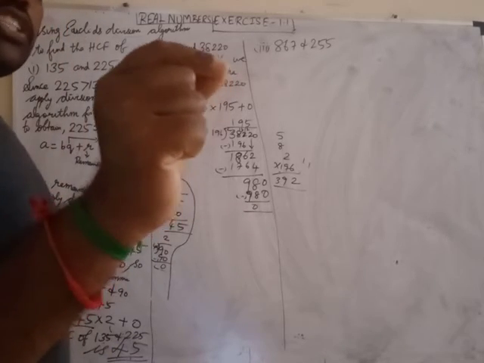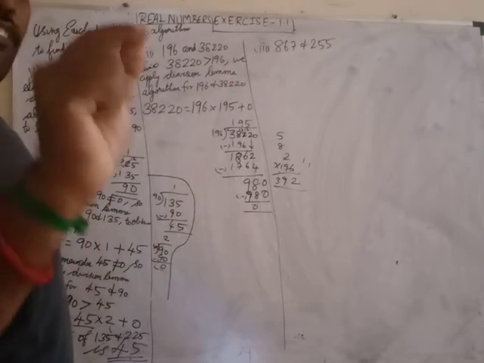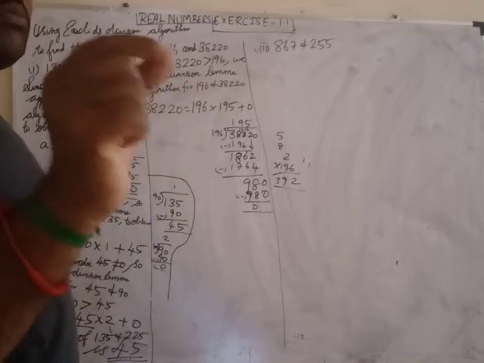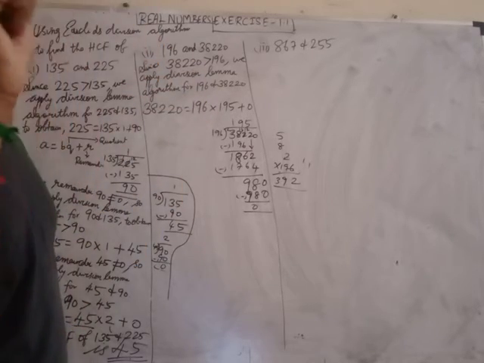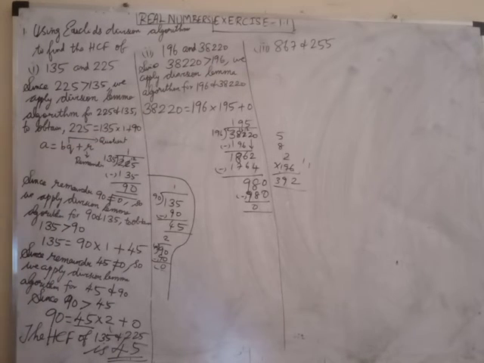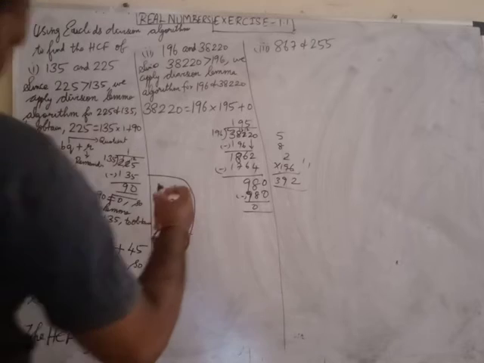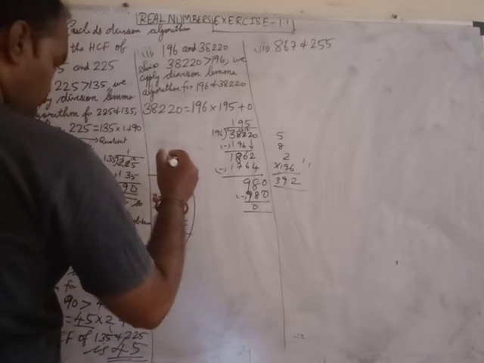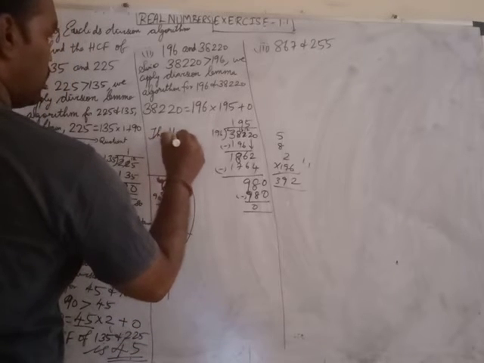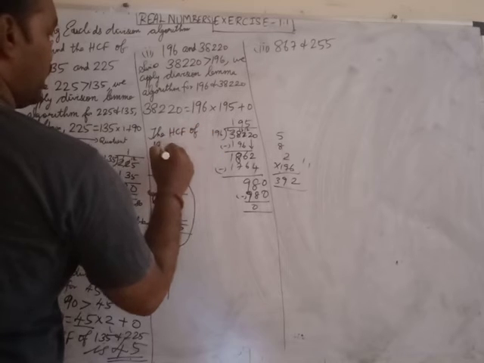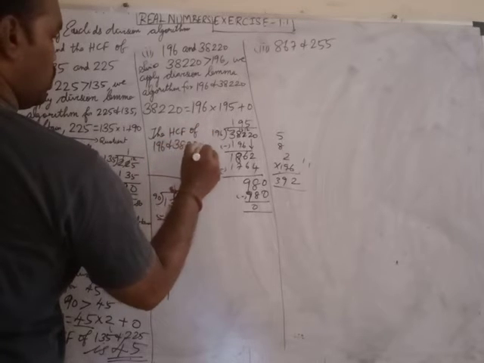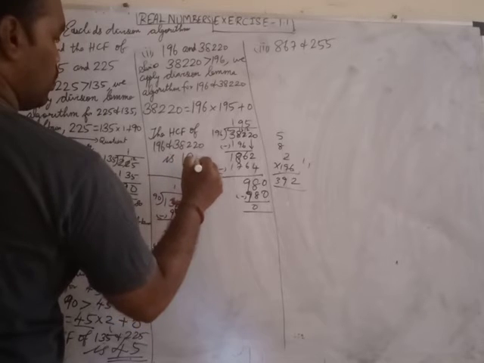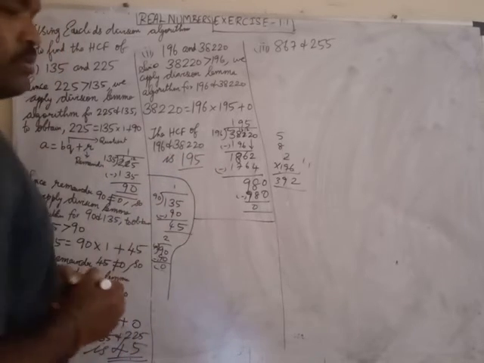The target of Euclid's division algorithm is what? If the remainder comes equal to 0, that would be the divisor. Okay, so which would be the divisor? Can you please tell me? Which would be the divisor? 196. Yeah, correct. So the HCF of 196 and 38220 is 195. Okay. Have you got it?